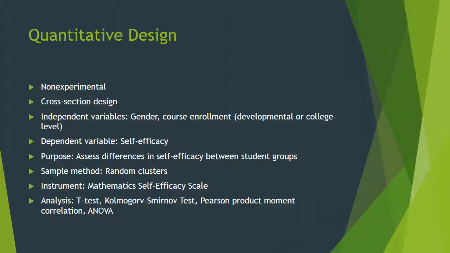The sample method used was random cluster sampling. So rather than randomly sampling individuals, the researchers randomly sampled entire classes of students. The instrument used was Mathematics Self-Efficacy Scale, which is a pre-existing instrument. And the analysis applied included t-test, Kolmogorov-Smirnov test, Pearson product moment correlation, and ANOVA.